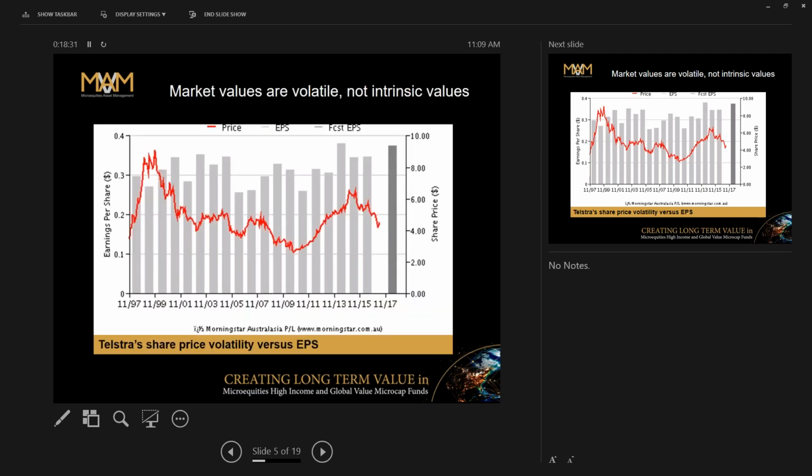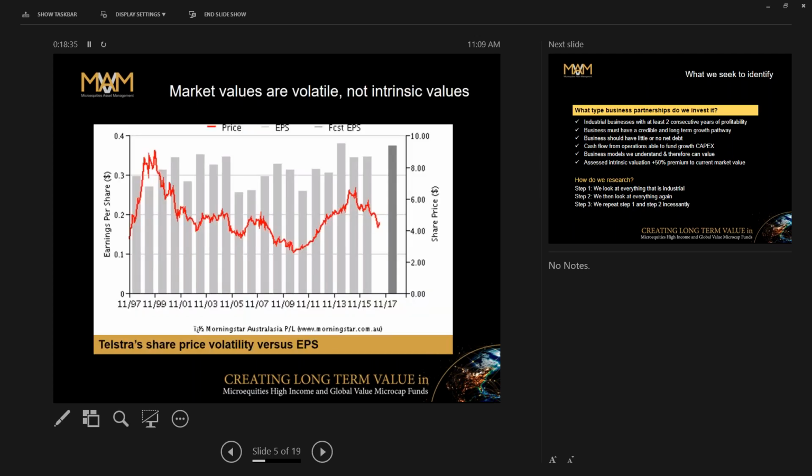And to give you a tangible example of this divergence between intrinsic value and market value, I've put up this chart of Telstra, which is obviously not a microcap company, but it is going to elucidate this divergence between the intrinsic value evolution and market values. So you've got here a histogram which is showing the earnings per share of Telstra each year, and we'll take that as a rough proxy for the intrinsic value and the intrinsic fundamentals of Telstra as a business enterprise.